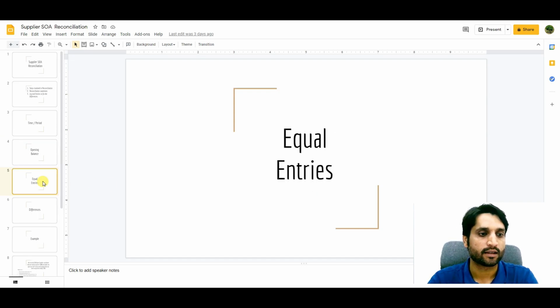Next, equal entries. We need to omit the equal entries, the same entries which are shown in the supplier account statement and the same entries which are in our statement. So we need to omit those entries which are equal and correct.